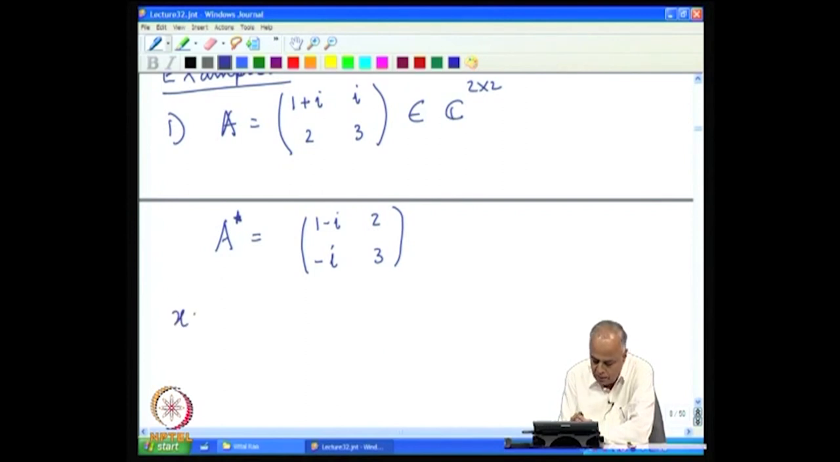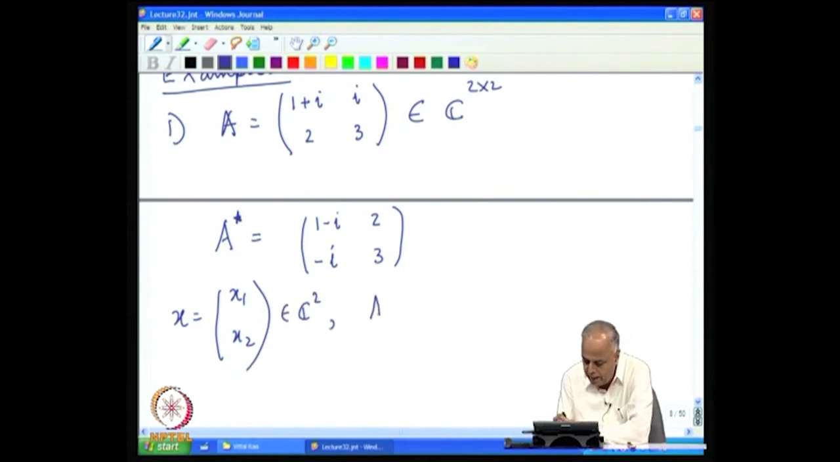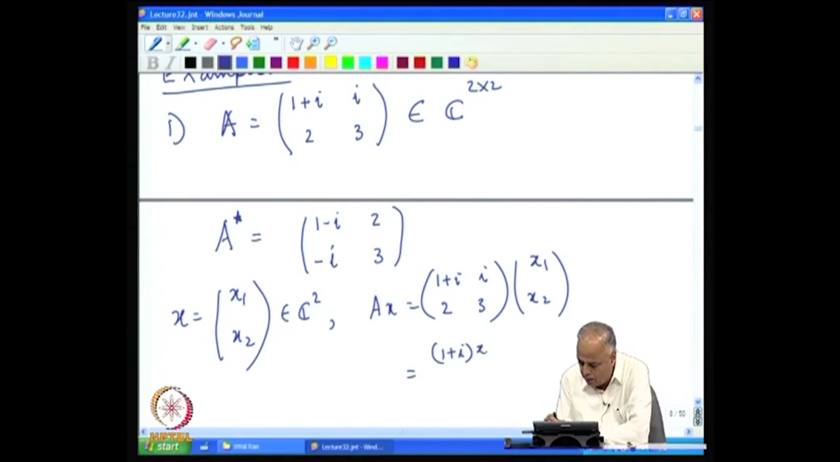So, suppose x is a vector x1, x2, which is in C^2, then what is Ax? Ax is 1 plus i, i; 2, 3, times x1, x2, which is (1 plus i) x1 plus i x2, and 2 x1 plus 3 x2.